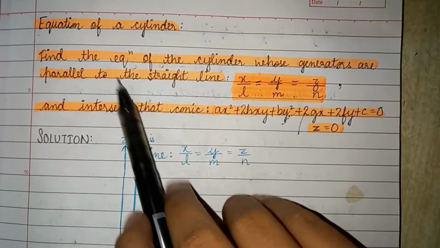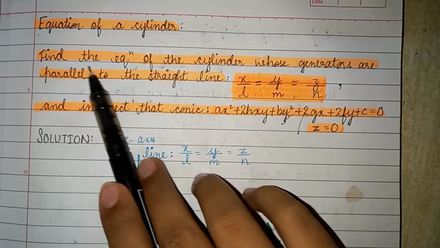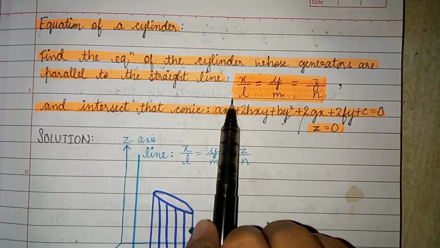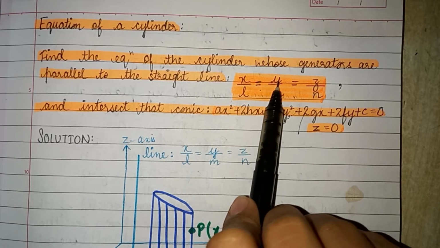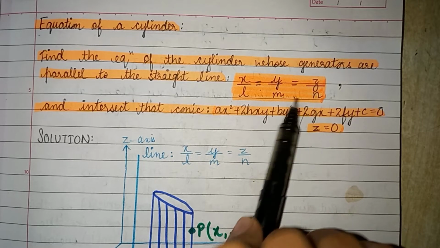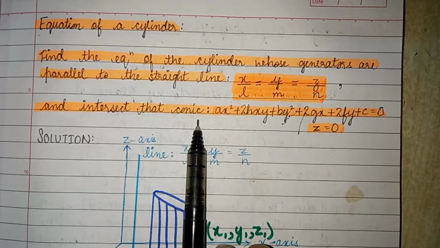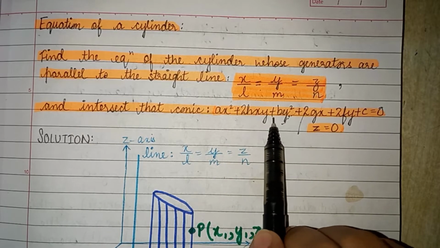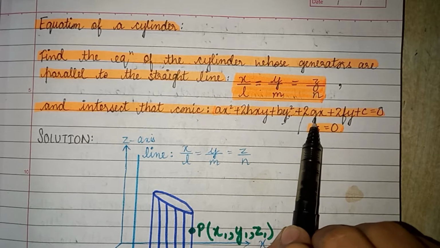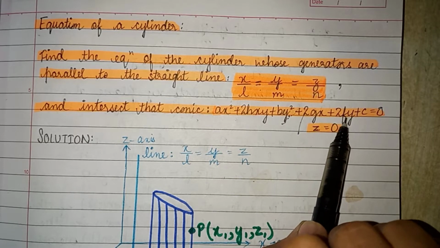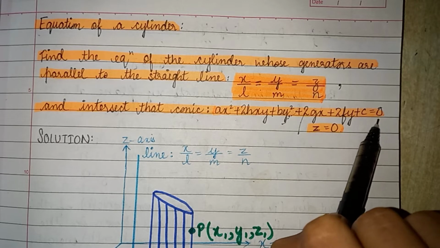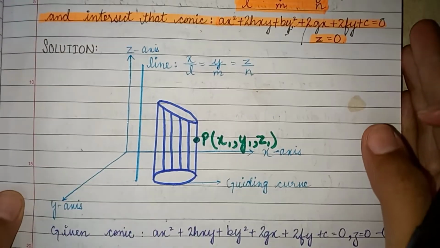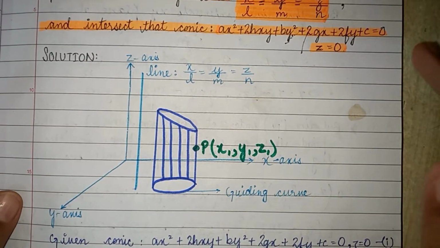Now coming to the equation of a cylinder. In this we find the equation of the cylinder whose generators are parallel to the straight line x upon l is equal to y upon m is equal to z upon n, and which intersects the conic ax square plus 2hxy plus by square plus 2gx plus 2fy plus c is equal to 0 and z is equal to 0. According to the question we will get this kind of figure.